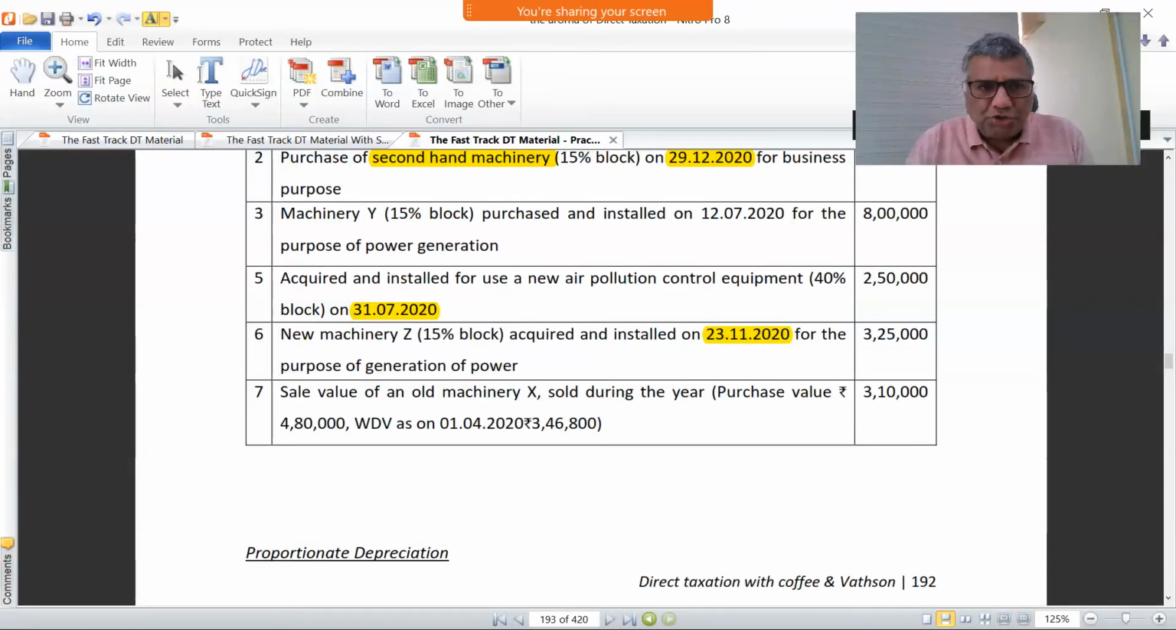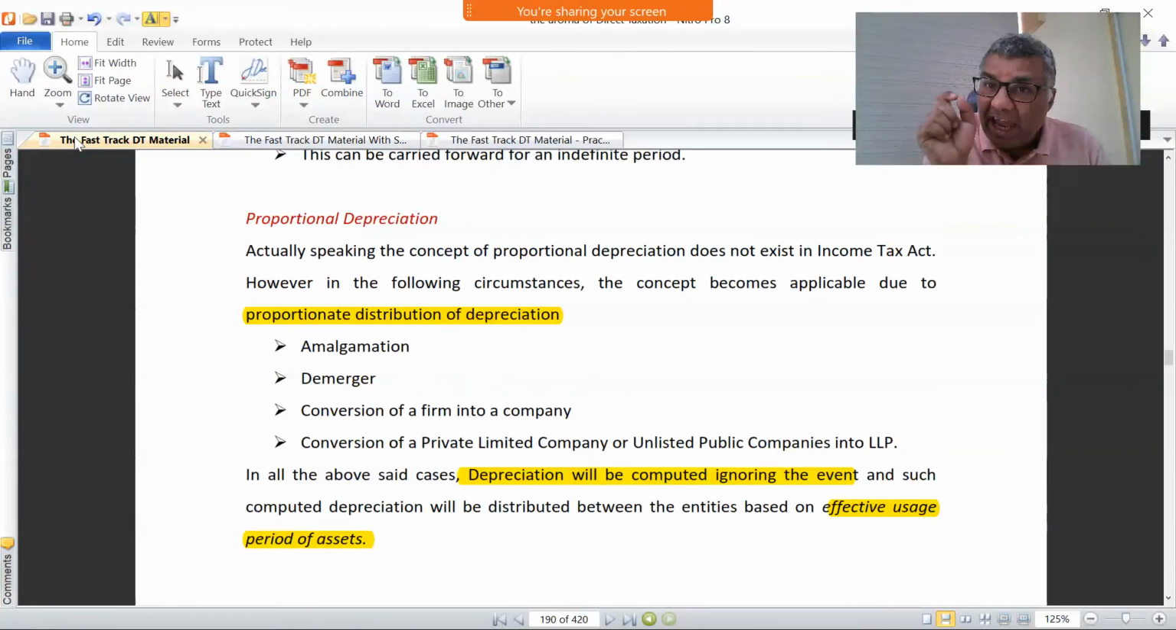The most important word to understand it, it will be divided on the effective usage period.